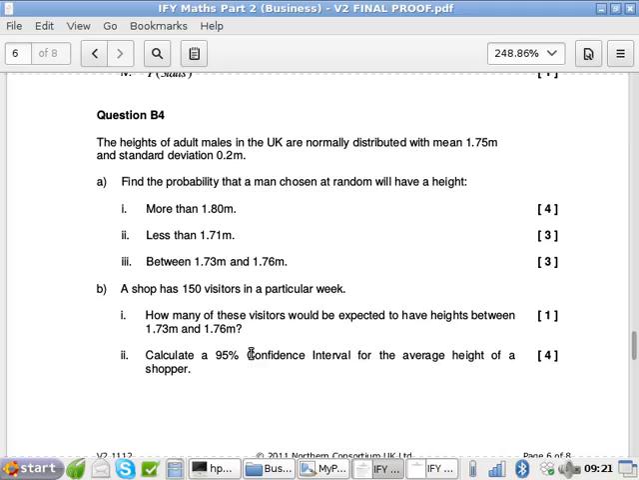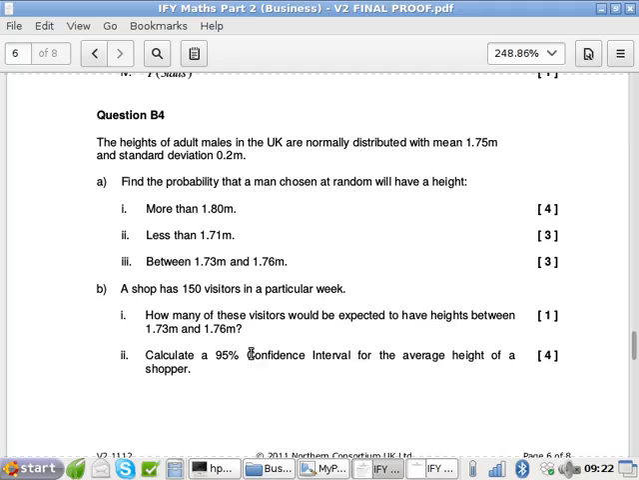The question's wrong. The question is wrong because you use a confidence interval when you want to estimate the true average. Okay? But we already know what the true average is. What is the true average height of people in the UK here? It's 1.75. Like, we know that as a fact. So the question is wrong. We already know what the true average is. So they shouldn't be asking us for a confidence interval.